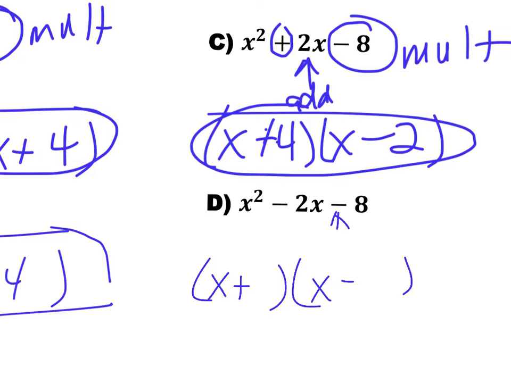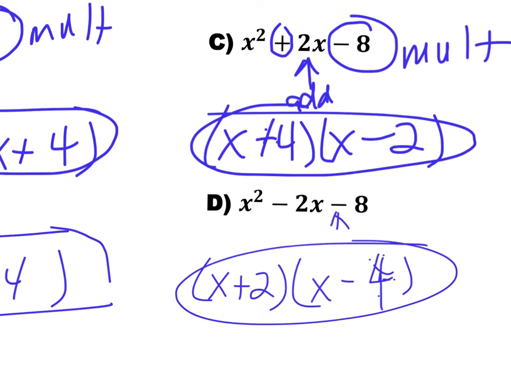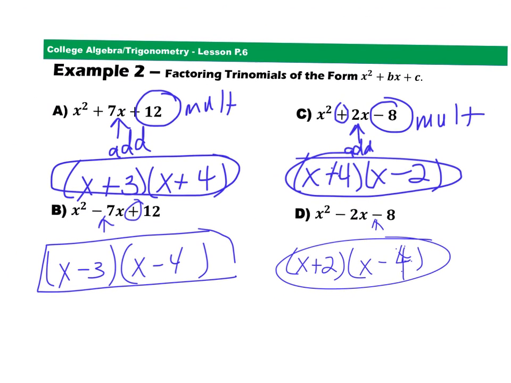I need the factors of 8 that multiply to give me negative 8, but add to give me negative 2. Negative 4 and positive 2. Good. Where you put the numbers matters because you have to have your signs right. So do you see how A and B and C and D have the same factors, but the signs are different? That's what you guys have to pay attention to.